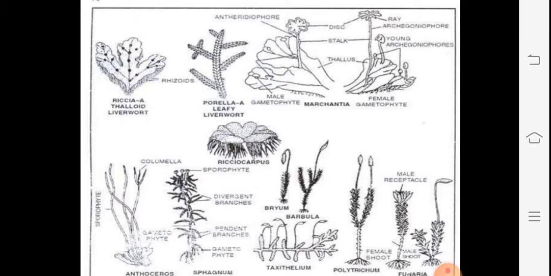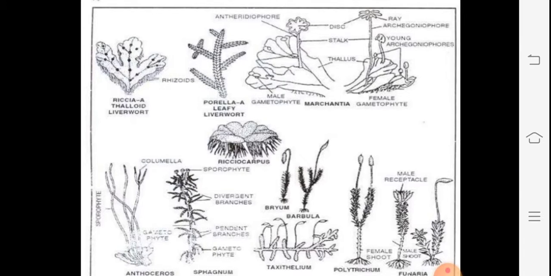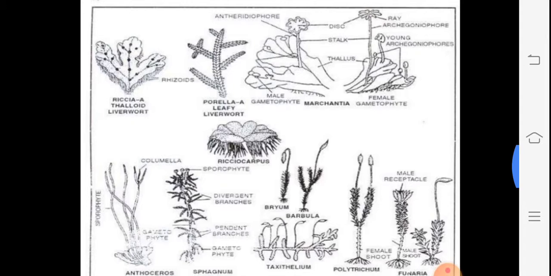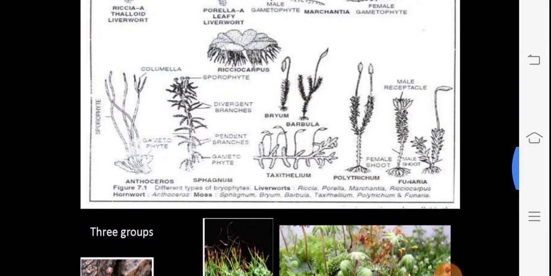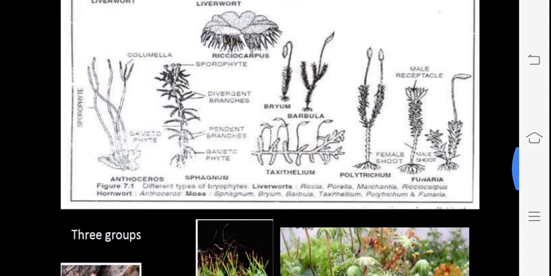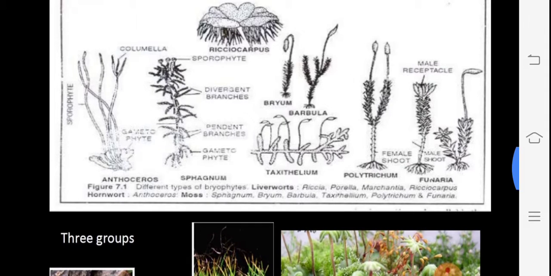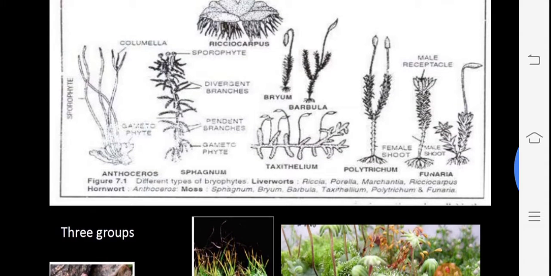Then there are some Marchantias with a well advanced thallus. So this shows the archegonia head and antheridia head. In this Riccia carpa genus, it has a specific character. And in Anthocerotae, generally the dehiscence of the capsule is into two holes due to the presence of columella.